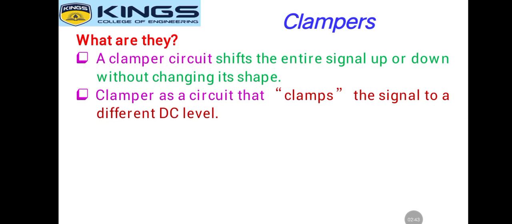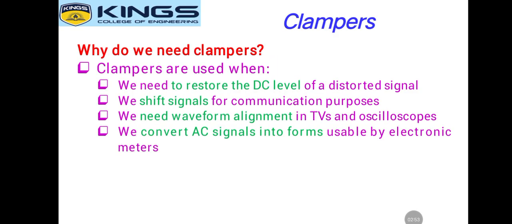What are they? A clamper circuit shifts the entire signal up or down without changing its shape. Why do we need clampers? Clampers are used when we need to restore the DC level of a distorted signal. We shift signals for communication purposes. We need waveform alignment in TVs and oscilloscopes. We convert AC signals into forms usable by electronic systems.